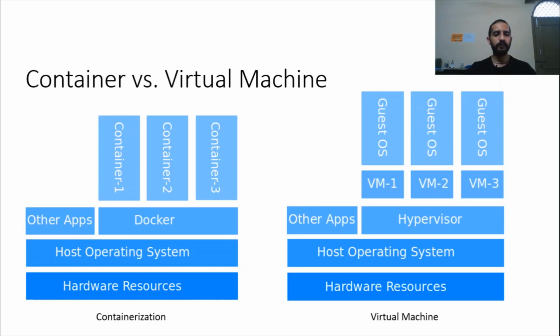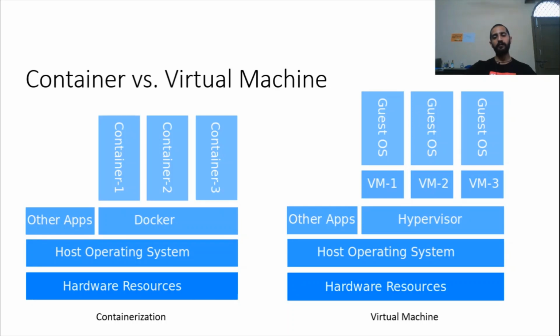So let us see the difference between containerization and virtual machine. As we can see here, in containerization we have hardware resources, and on that hardware we have the host operating system installed, and on the host operating system we have Docker installed, and on Docker we have multiple containers. So this Docker is facilitating these containers to make use of the hardware resources through the host operating system. It also facilitates the containers to make use of the kernel of the host operating system. So it acts as a middleman here.